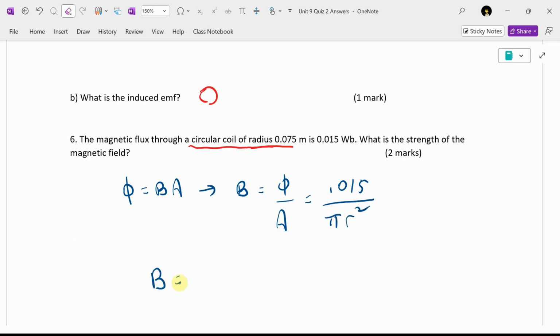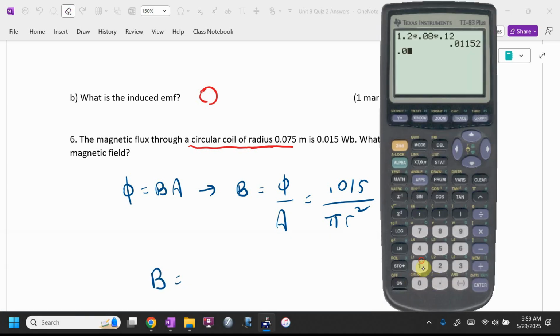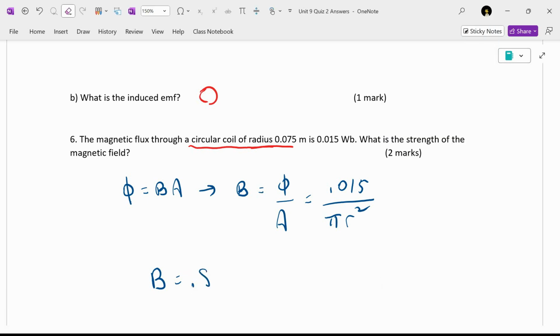The magnetic field strength is going to be 0.015 divided by bracket pi times 0.075. Don't forget the squared. I've had some of you ask, you only square the r, not the pi. It's pi times r squared, not pi squared, r squared. Pretty strong magnetic field, 0.849 Teslas. Is that correct?